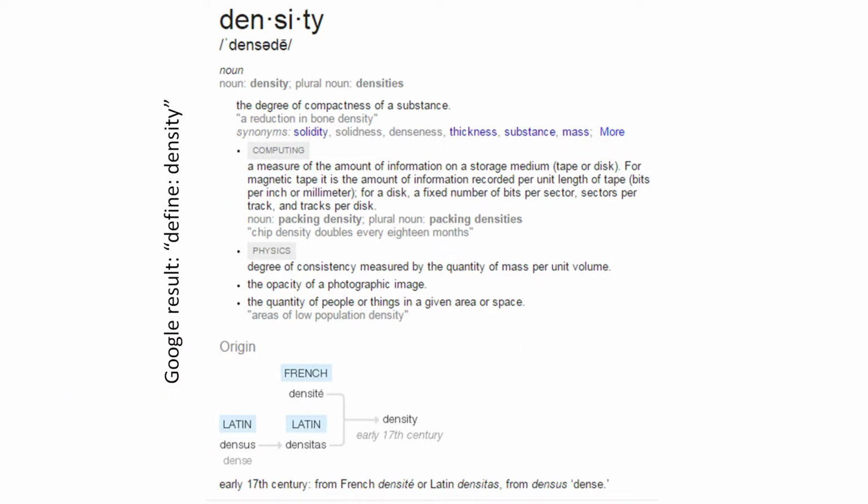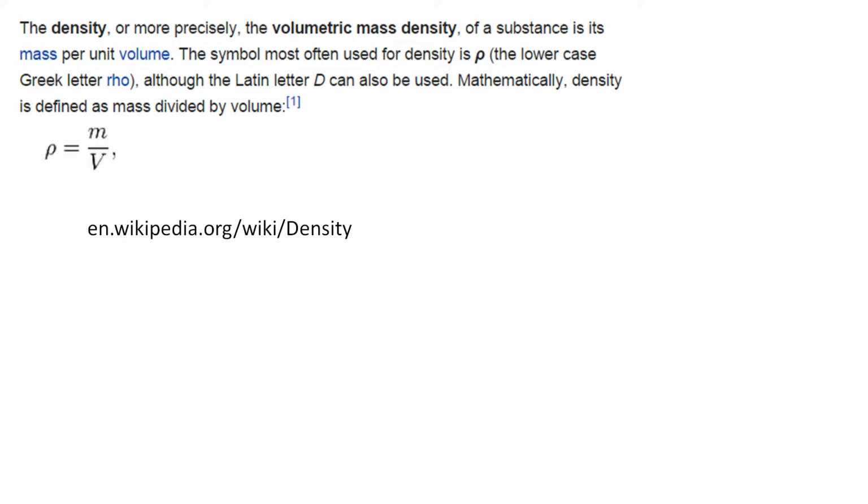This brings us to density, the degree of compactness of a substance, or the physics definition here, the degree of consistency measured by the quantity of mass per unit volume. Sometimes the symbol most often used is the lowercase Greek letter rho. So rho equals mass over volume. This is given to us by Wikipedia.